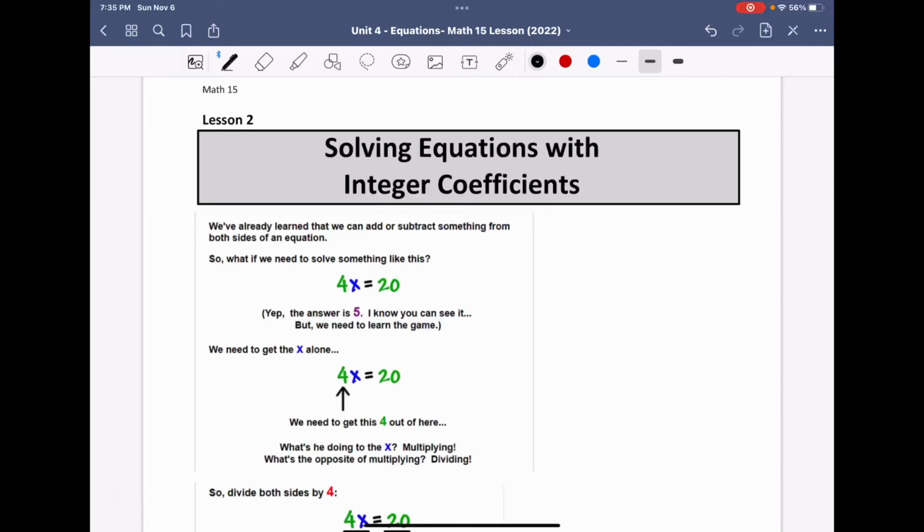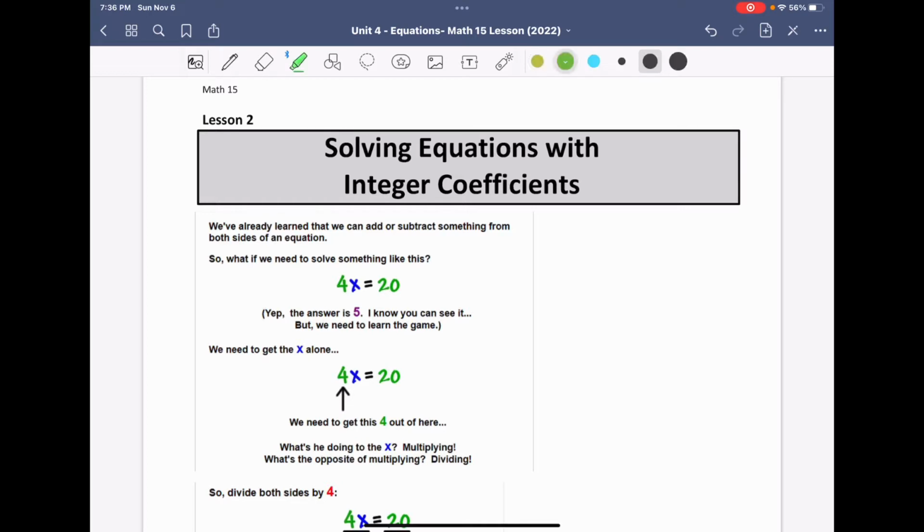All right, so now we go to lesson 2 of equations, and lesson 2 of equations is going to introduce coefficients that are greater than just plus minus 1. So in this case, we've known how to deal with addition and subtraction across an equals sign, maybe just a little bit of multiplication or division, but now we're actually going to formalize that with coefficients that are not just plus minus 1.